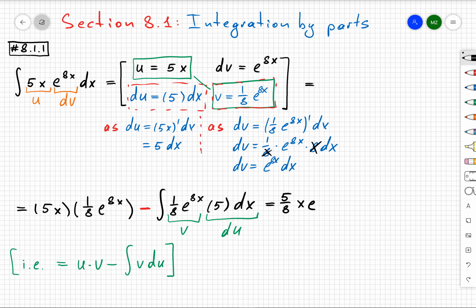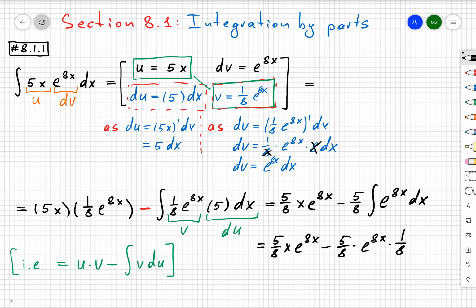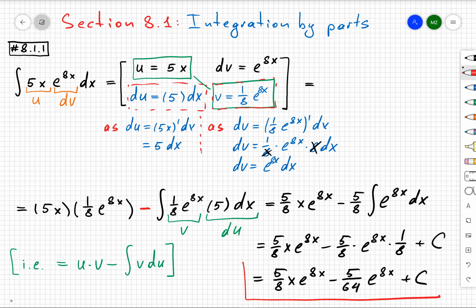So our next step, what do we need to do? We need to simplify the first expression. So I'm going to get 5 over 8 times x times e to the power of 8x. And then I need to find the second integral. What I'm going to do is factor out my constant, so I'm going to have negative 5 over 8 in front of my integral. And since I know the integral of the exponent, my final answer is going to be 5 over 8 times x times e to the power of 8x minus 5 over 64 times my exponent, plus constant c.